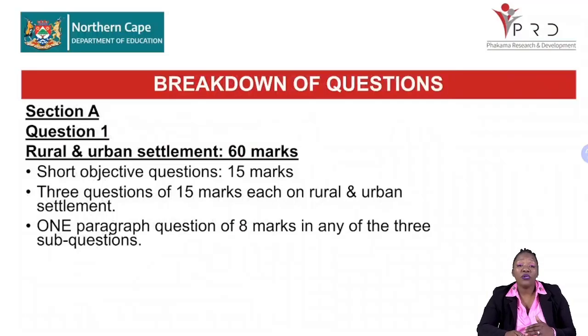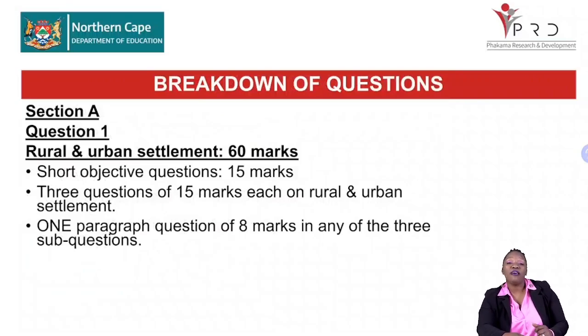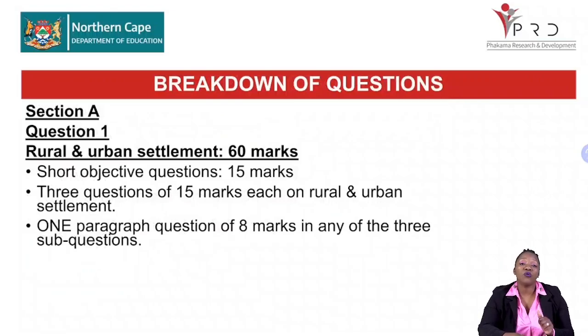So to further break down the questions, your question 1, you will have your rural and urban settlement. Under there, you will have your short objective questions. So in total per question, you will have 5 figures. So your figure 1.1, those will be the short objective questions. Sometimes there will be 8 questions or there will be 7 questions. And then you move to your figure 1.2. Again, it's your short objective questions. It will have your 7 questions or your 8 questions. But in total, for your short objective questions, you will have 15 marks.